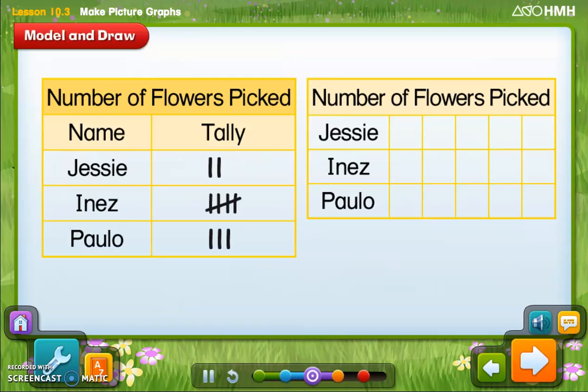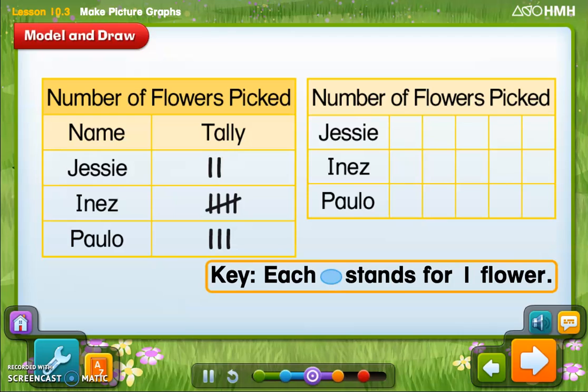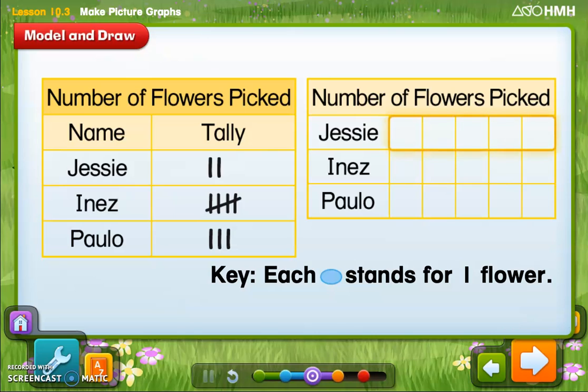This tally chart shows the number of flowers each child picked. You can make a picture graph to show the data in the tally chart. Count the number of tally marks for Jessie. There are 2 tally marks, so Jessie picked 2 flowers. We'll show this information in the picture graph. Notice that a blue oval stands for 1 flower. Place 2 ovals in the picture graph in Jessie's row, 1 for each tally mark.